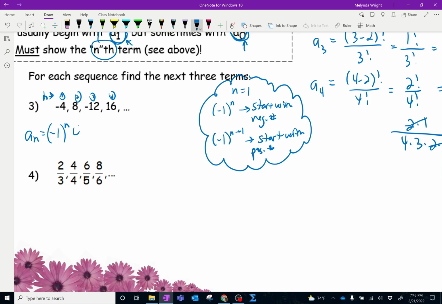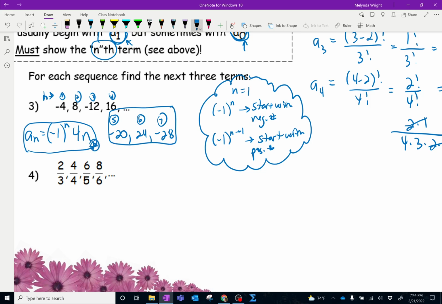Okay, so let's write the next three terms. So the fifth term, this one would be a negative, and 16, so that's 4. So 4 times 5 would be 20. And the sixth term would be positive. 4 times 6 is 24. And the seventh term would be negative. 4 times 7 is 28. And that's our nth term formula right here. And those are our next three terms.